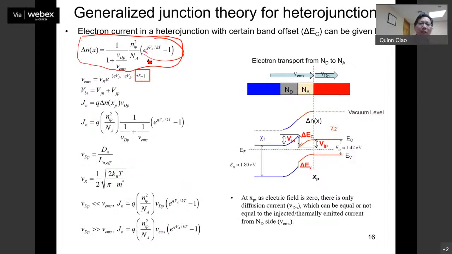We got the same thing, right? The only difference is that we use this one in the homojunction. We don't have this, right? Now, since you have this, either like this or like this, you see that the pairs, either for electron or hole, will be different, right?